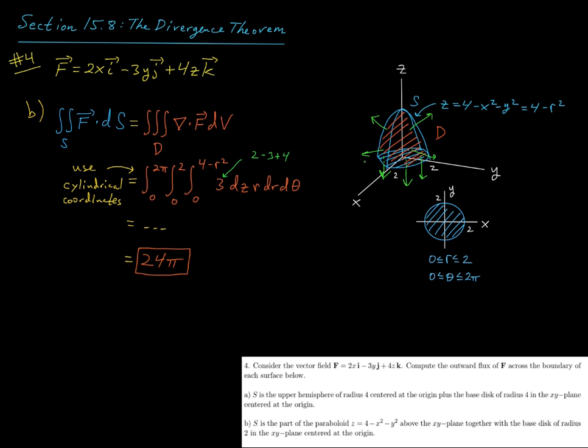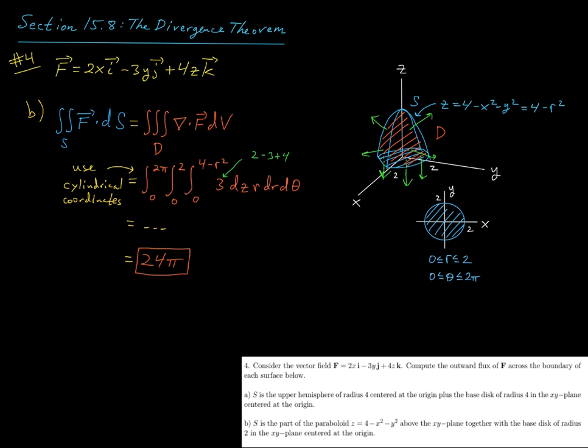And since this is a shape that I don't have a nice simple formula for in terms of the volume, I'll have to compute it using an integral. And here I'm using cylindrical coordinates. So z is going to vary from 0 up to the height on the paraboloid. In cylindrical coordinates, that's just going to be 4 minus r squared.